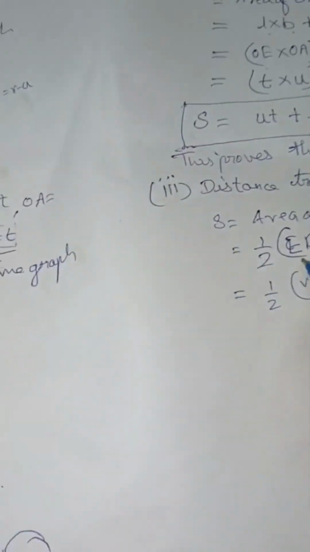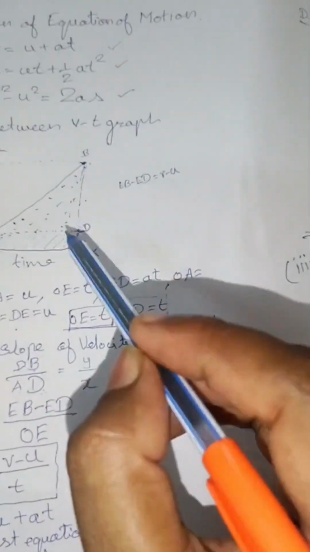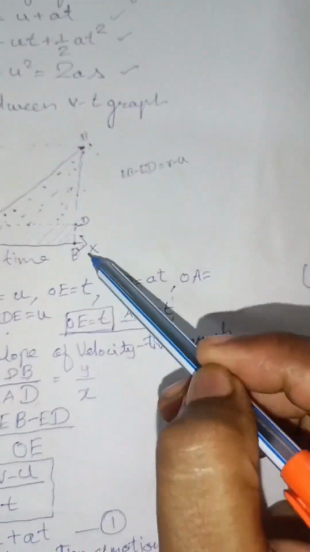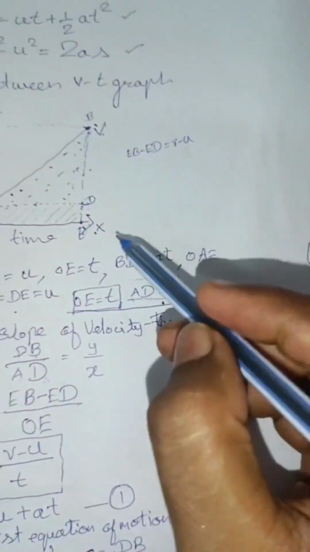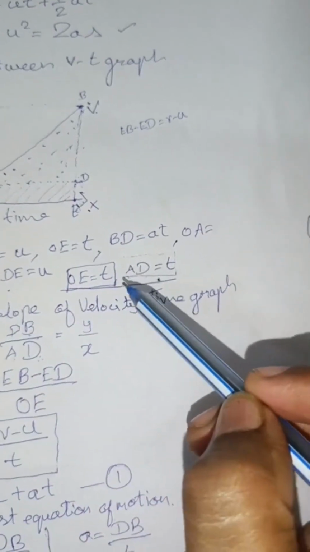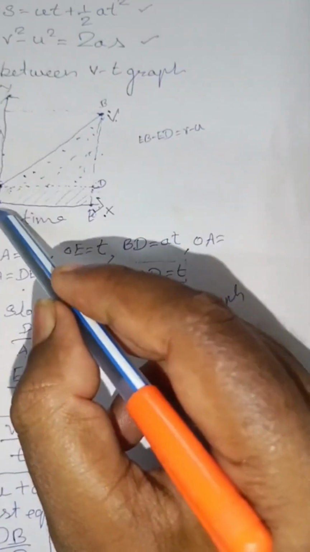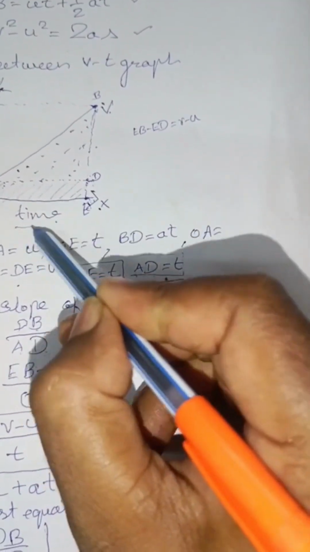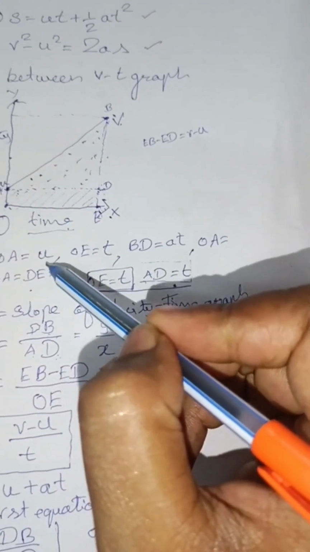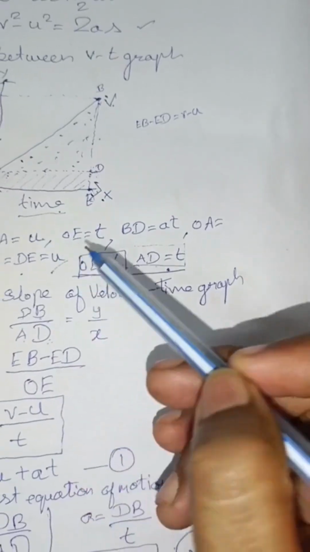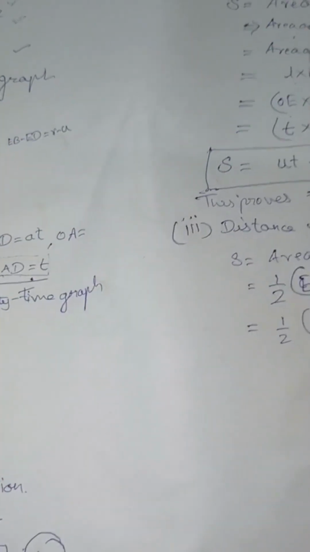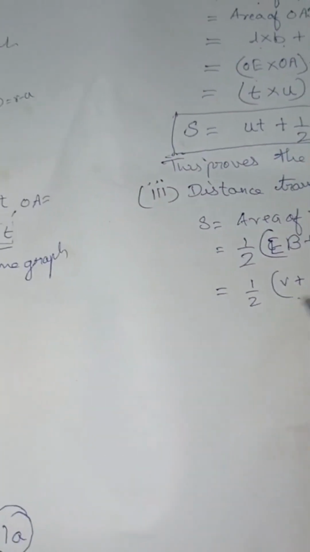Sir, what is this EB called? That EB is called the V distance. This is my U distance, this is my V distance. So EB is called V. Next, I can also write OE is time t, as we know very well. Next, OA is U, as we have discussed here. So, (V plus U) into t.